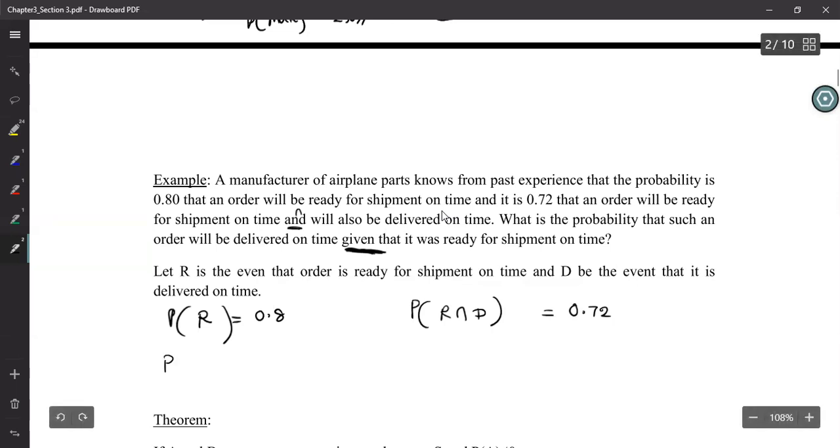Now, what is the question? Such an order will be delivered on time given that it was ready for shipment on time. Given that it was ready for shipment. Now, how do you answer this one? You straight away go for the definition. The definition of D given R is the intersection divided by the given one, P(R). See, you have all the information you need. 0.72 divided by 0.8, right? So you can get the answer. Okay?